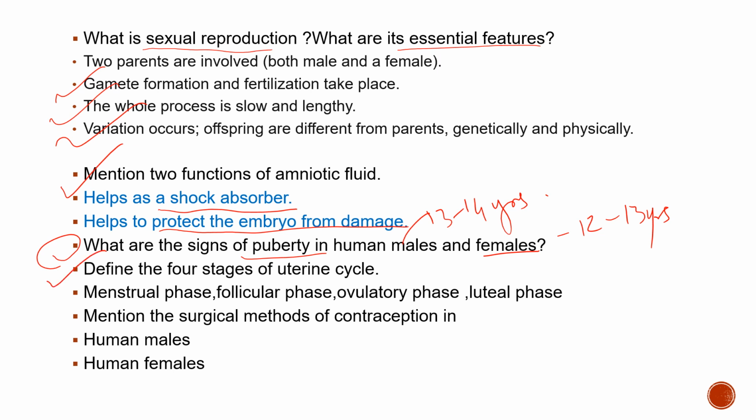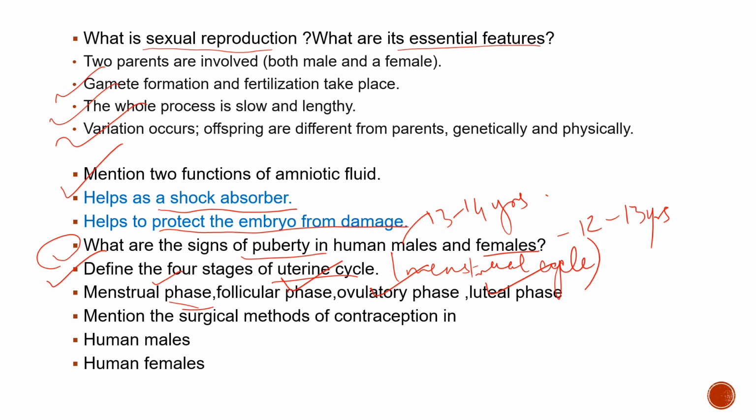Define the 4 stages of uterine cycle. So what is the uterine cycle? This is the same as the menstrual cycle. So we all know the 4 stages of the menstrual cycle are: first it starts with menstruation. Then the follicular phase, then the ovulatory phase, and then the luteal phase.